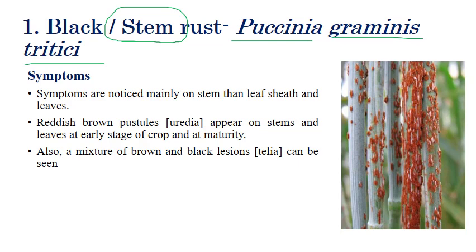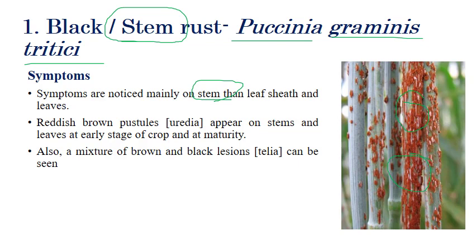Coming to the symptoms, as I told you, mostly the symptoms appear on the stem. That's why it is named stem rust. Symptoms are noticed mainly on the stem region. On the right side, we can see red to reddish brown color pustules. Reddish brown pustules appear on the stem regions. Sometimes it may appear on leaves.